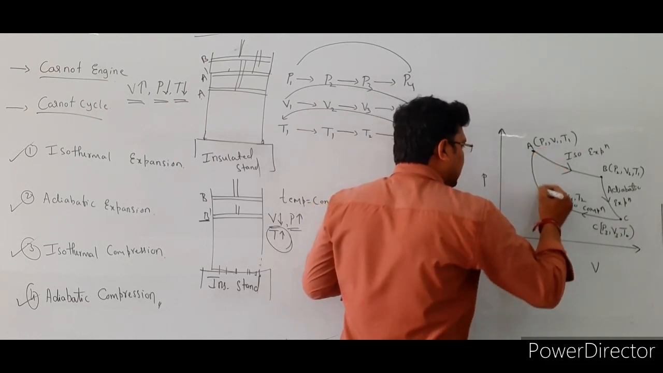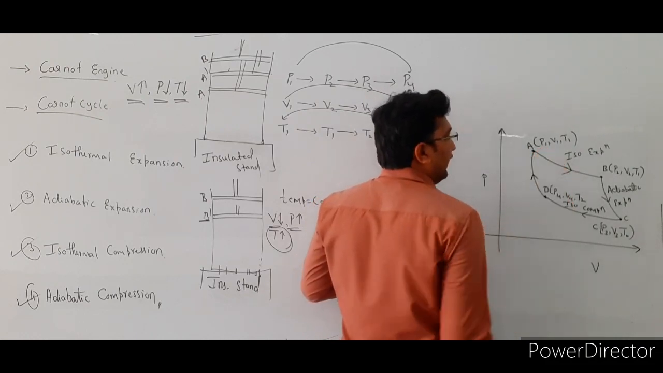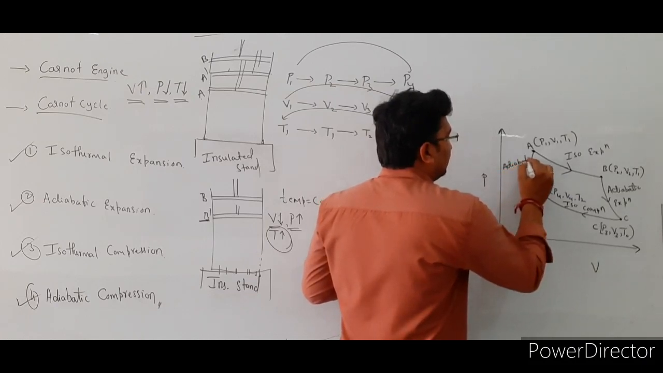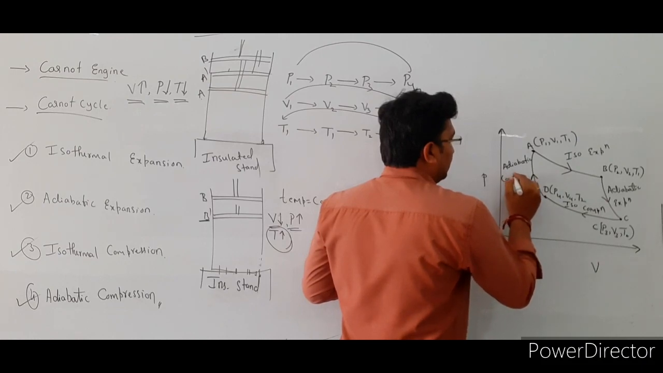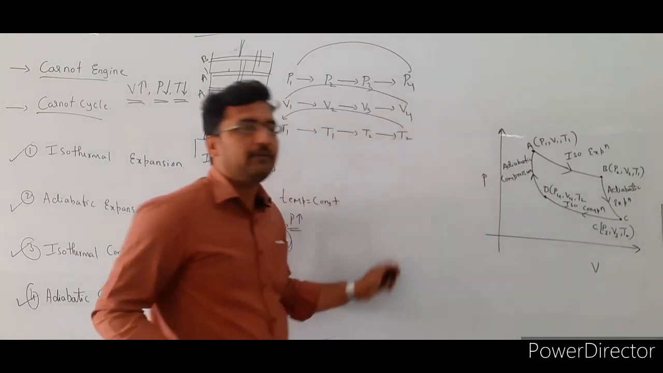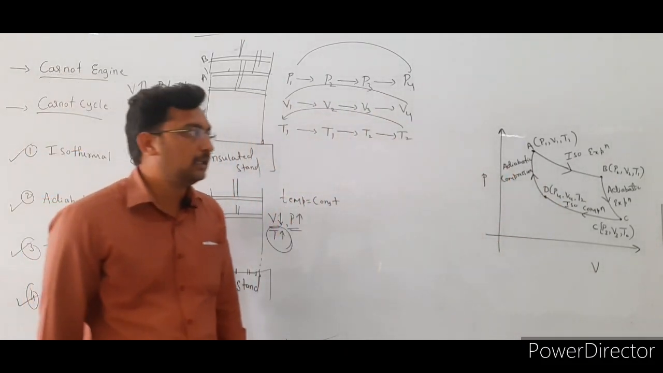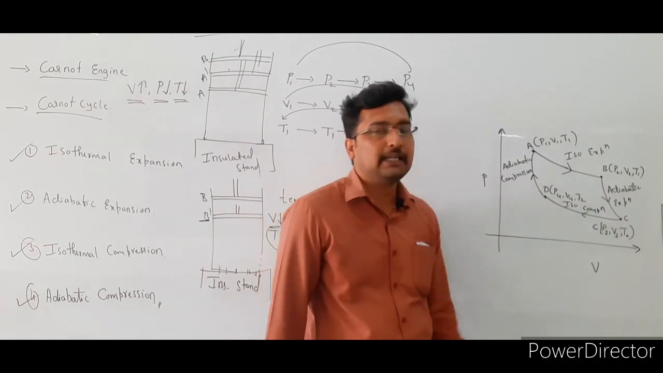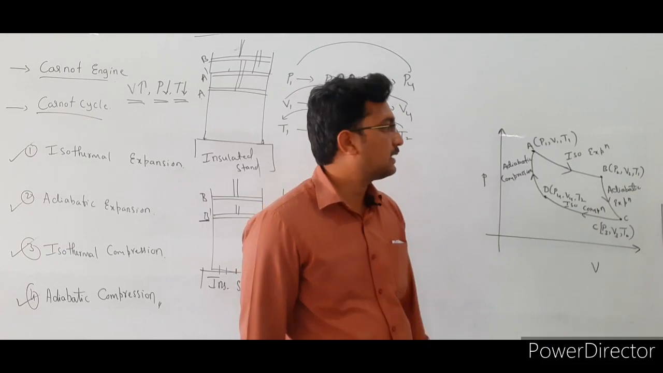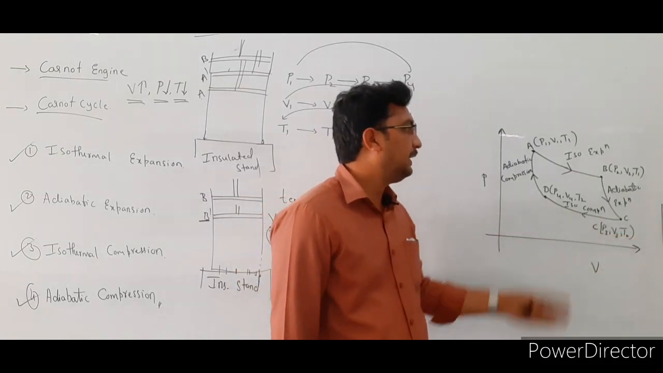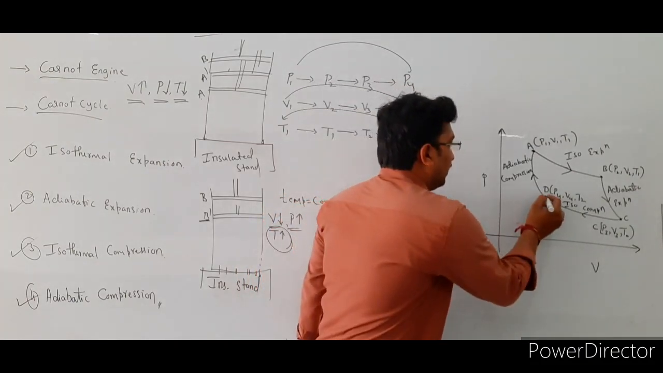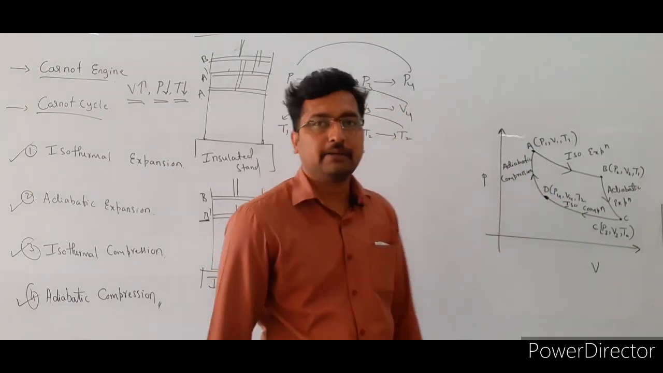So then join this curve. The curve DA indicates adiabatic compression, right? So this is the PV diagram for the Carnot cycle. See here, the first curve AB indicates isothermal expansion, the second curve BC indicates adiabatic expansion, the third curve CD indicates isothermal compression, and the next curve DA indicates adiabatic compression.